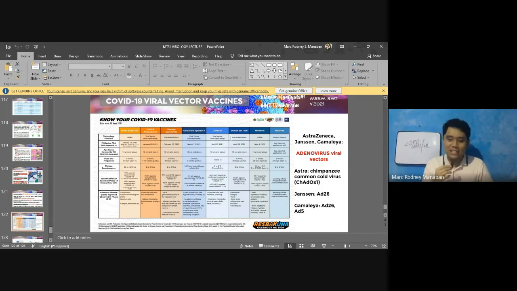For Janssen, for Astra, it's the chimpanzee common cold virus, ChAdOx1, no? Chimpanzee, CH, muna siyang ChAdOx, CH chimpanzee, AD adeno, and Ox kay Oxford AstraZeneca, di ba? So, AD, adenovirus niya siya sa chimpanzee, no? Common cold virus. For Janssen, it's adenovirus 26. For Gamaleya, it's adenovirus 26 sa first dose, and then adenovirus 5 sa second dose, no? So, lahi na viral vector.